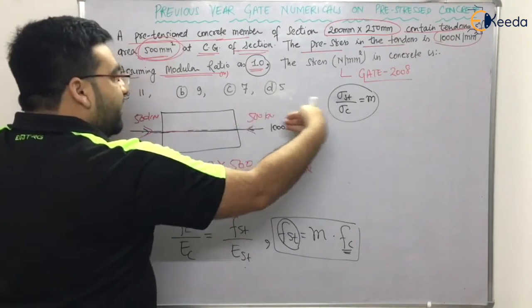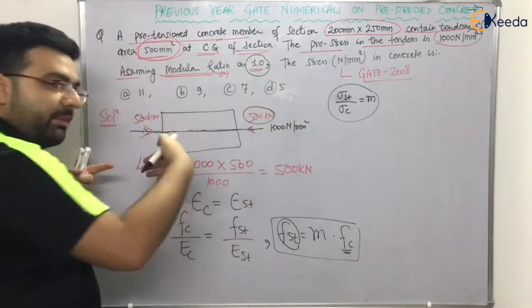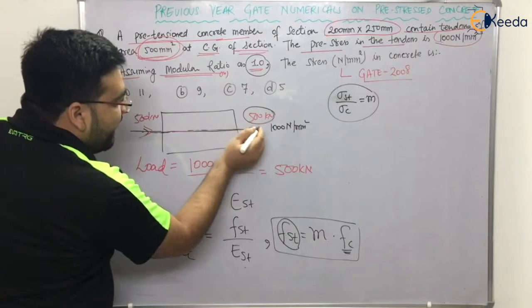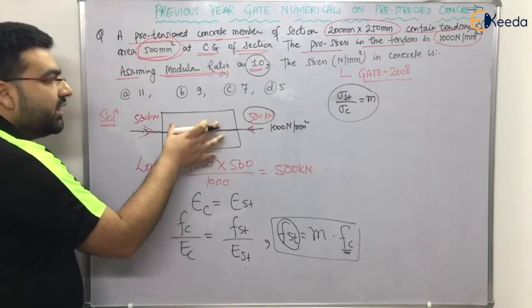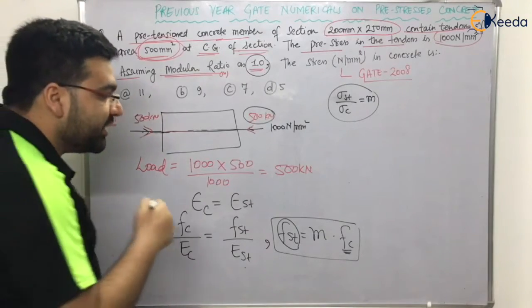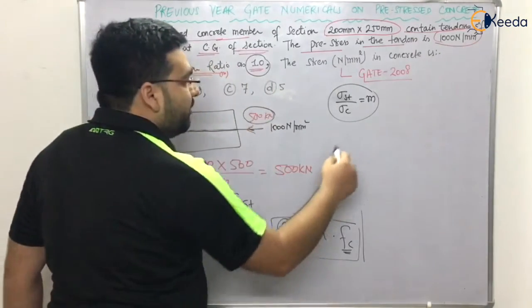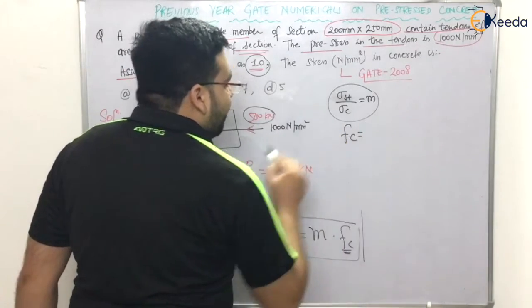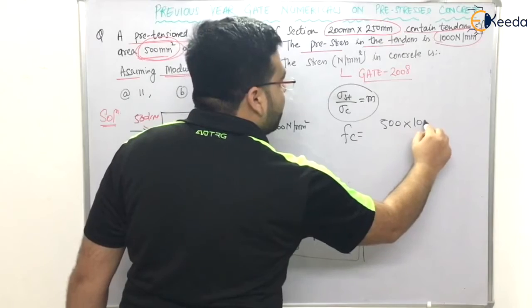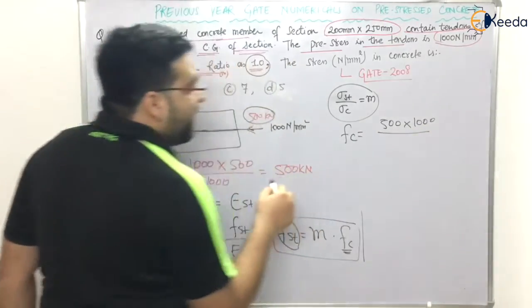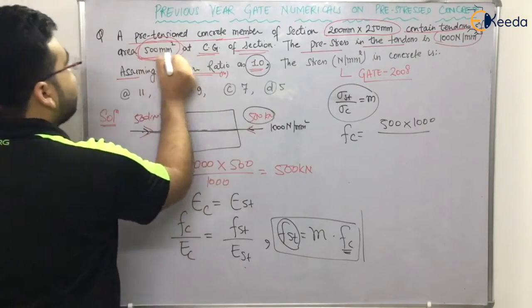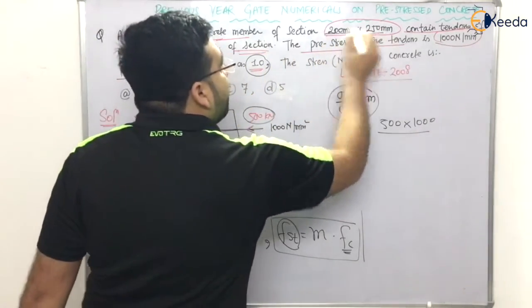Now, a 500 kilonewton force is coming, right? So, let us say this is the force, the 500 kilonewton. This force will exert some stress on concrete. How much will that stress be? That stress, fc, will be equal to 500 kilonewton, let me convert it into Newton, into 1000, divided by the area of concrete. Now, how much is the area of concrete? The section is given to me as 200 into 250.